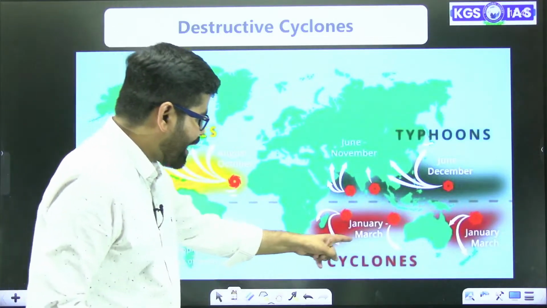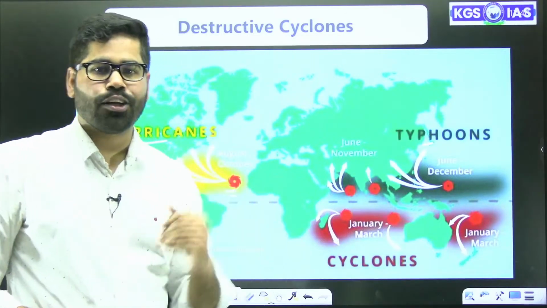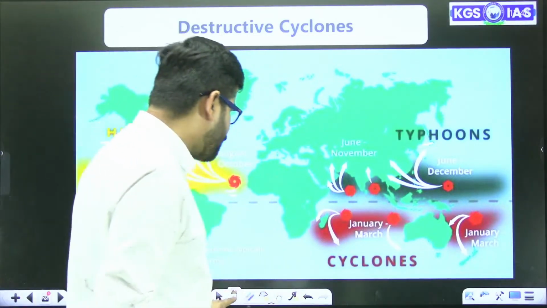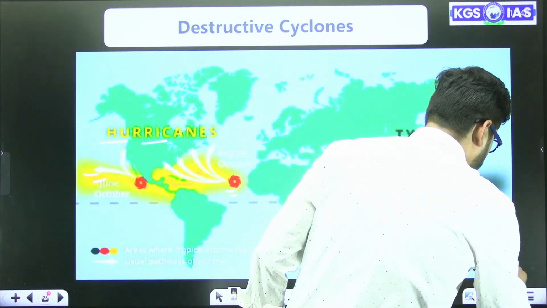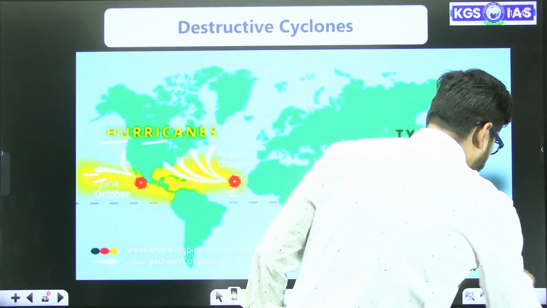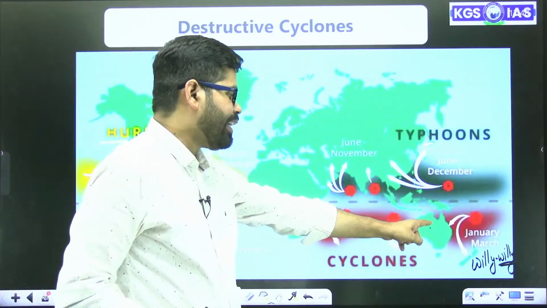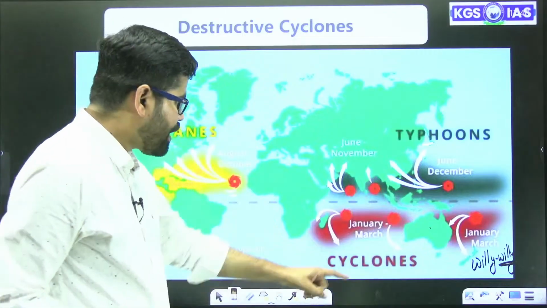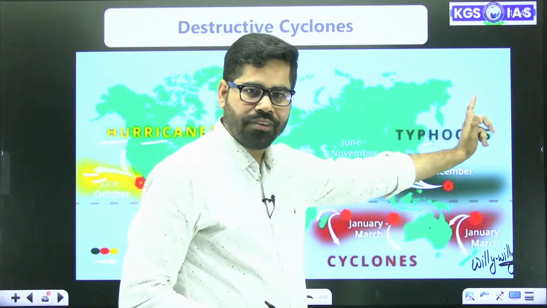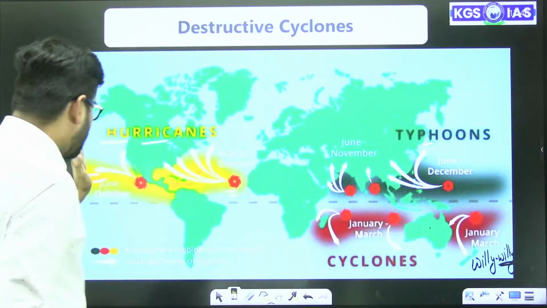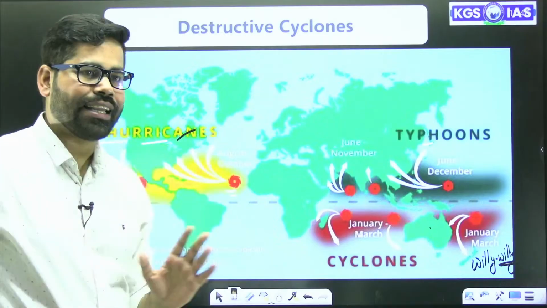In the Indian Ocean region, we call it a cyclone. Here in Australia it is also called willy willy. Here in the Indian Ocean region we call it a cyclone. In the Western Pacific it is called a typhoon. In the Eastern Pacific it is called a hurricane. In the Atlantic it is called a hurricane.